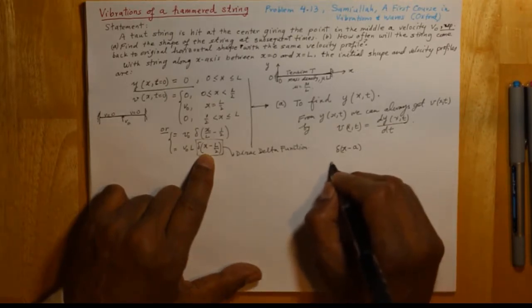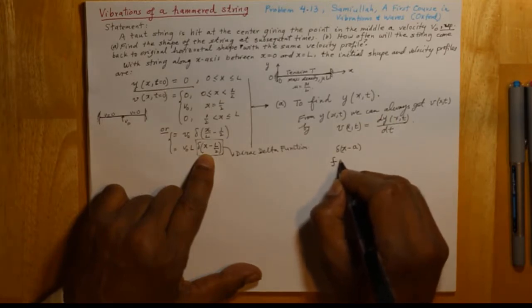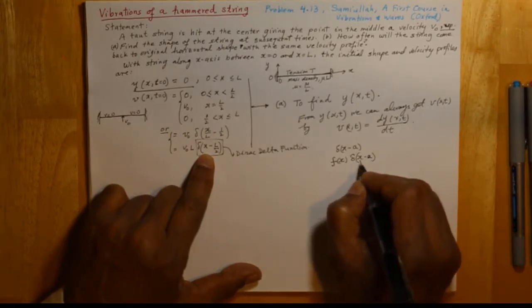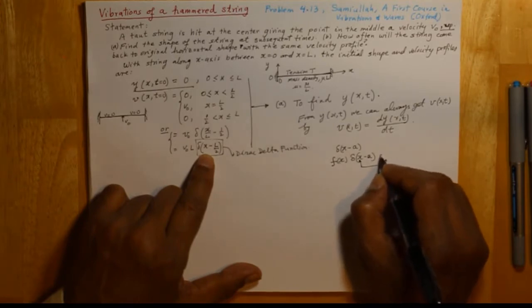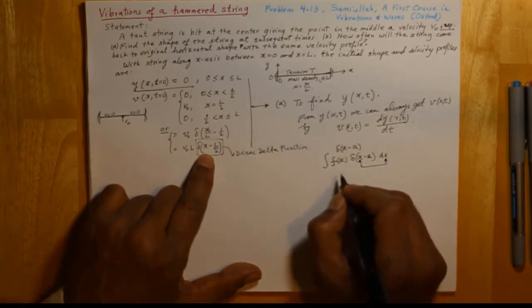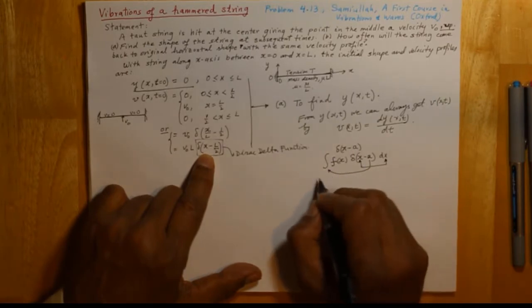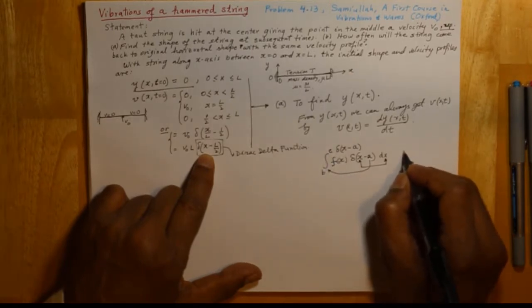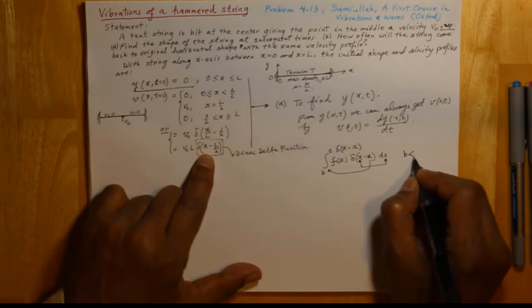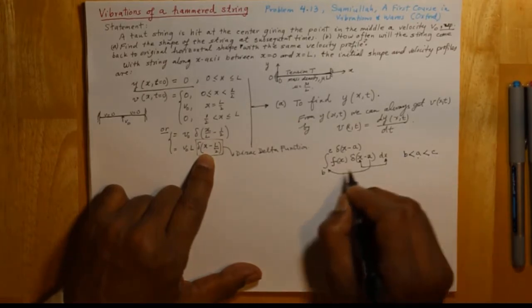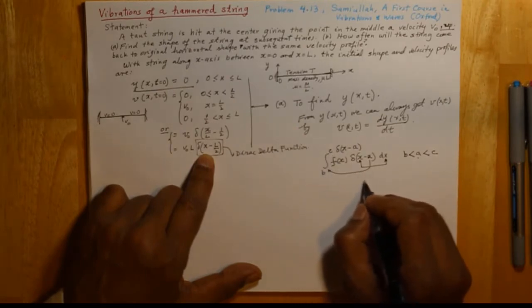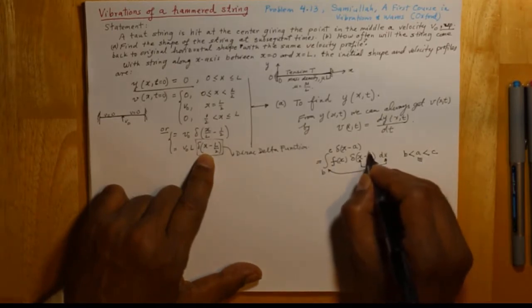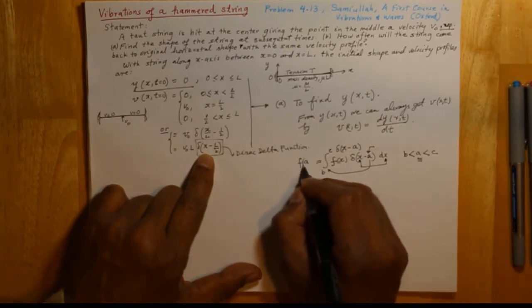One way to define this is if I take another function f of x and multiply, then integrate over a range from b to c. If a is included in that range, b less than a less than c, then the answer will be just the value of f at that point, so just f of a.